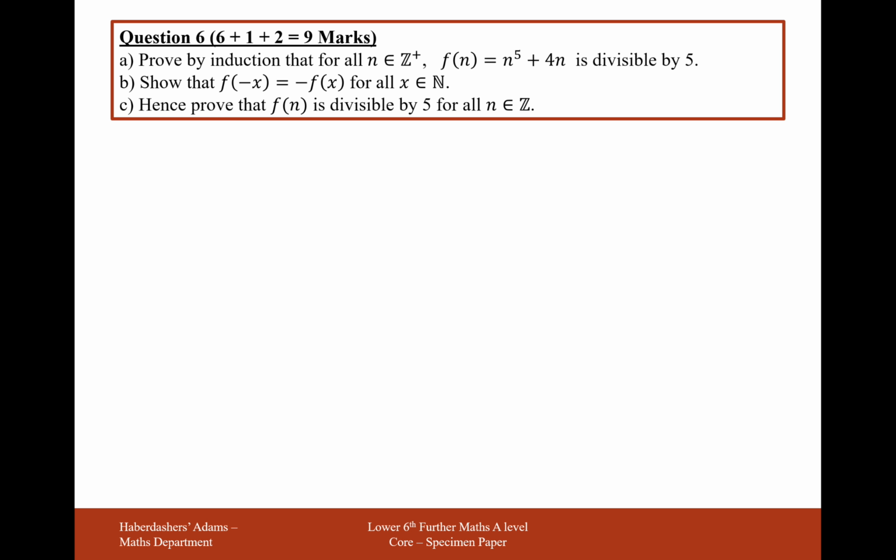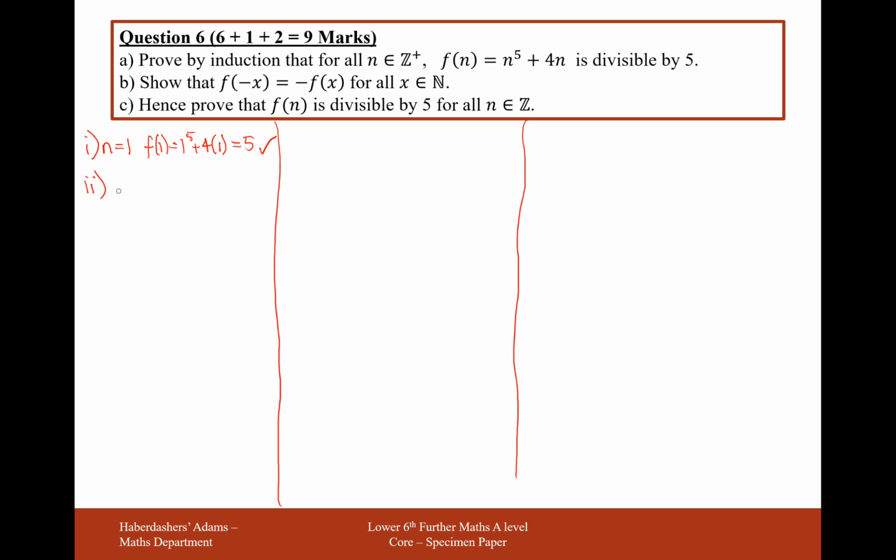Prove that for all n existing in the positive integers, f of n, which is n to the power 5 plus 4n, is divisible by 5. So let's break it up into its separate parts. First part, prove true for n equals 1. So f of 1 is equal to 1 to the power 5 plus 4 lots of 1, which equals 5, tick. That's definitely divisible by 5.